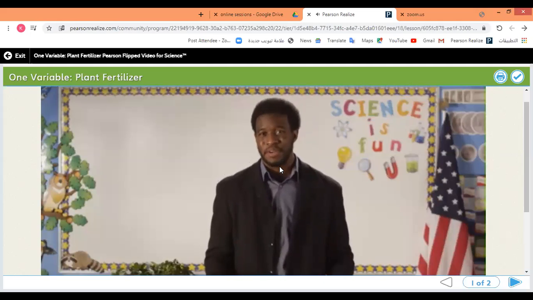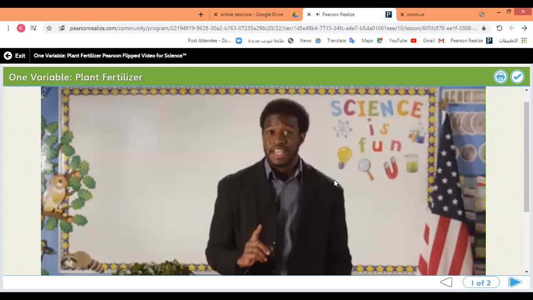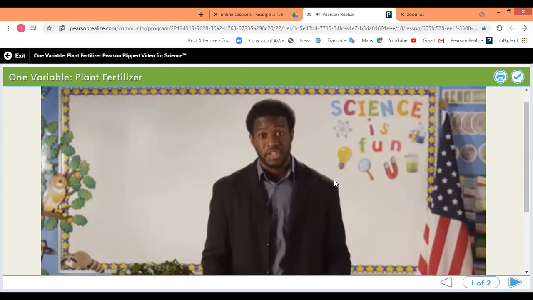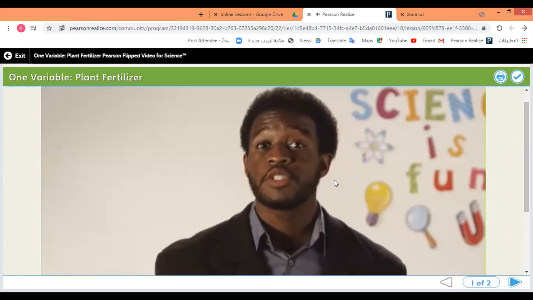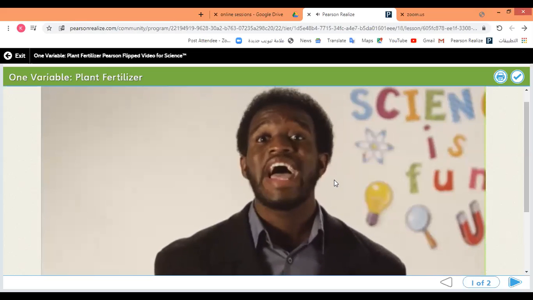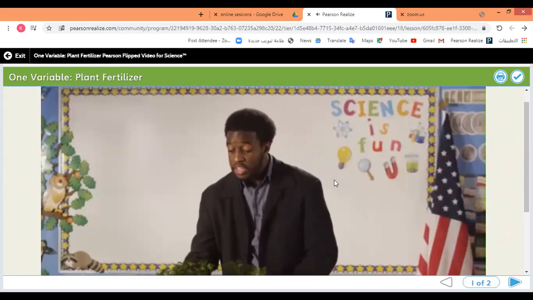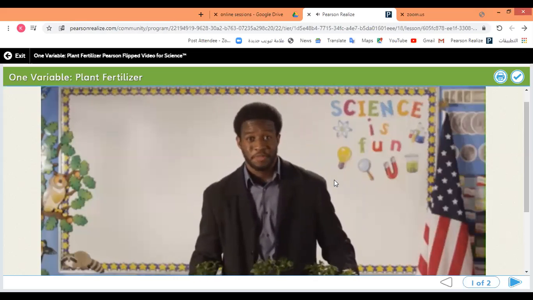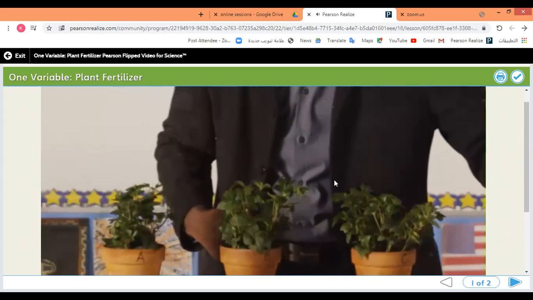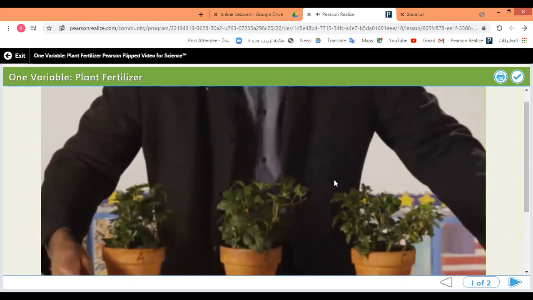a given time period? To plan our investigation, the first step is to identify the question, which we have already done. Next, we must think of experiments we can conduct to help us answer our question. For this investigation, we will need 3 potted plants beginning at the same stage of growth. We'll be testing one type of fertilizer in each plant to observe its growth.